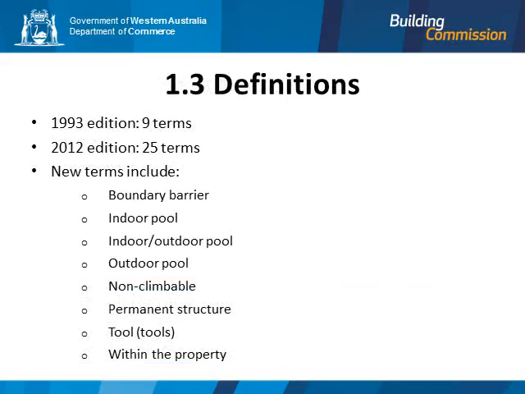Clause 1.3 of Australian Standard 1926.1 has a list of definitions. The 1993 edition had 9 reference terms. The 2012 edition has 25. I'll talk about a few of these. A boundary barrier is a dividing barrier between two adjoining properties.